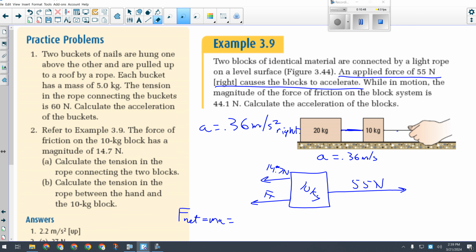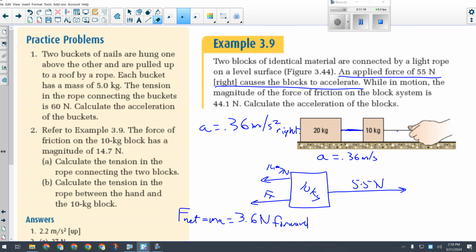So 10 times 0.36 is going to be 3.6 newtons forward. Okay, that number is important because it is not only the net force, it is also the vector sum of this plus that. So since I have 2 out of the 3 of those, can I find the last one?